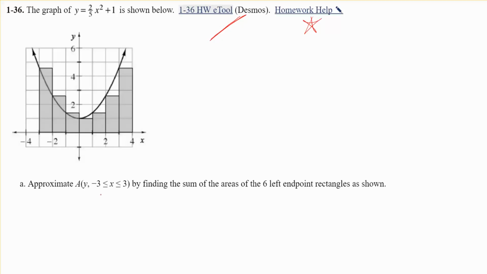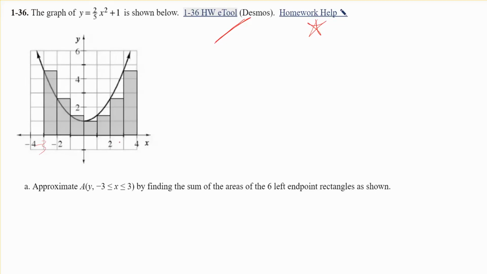But we want to approximate the area from -3 to 3 by finding the sum of the areas of the 6 left endpoint rectangles. So they have the left endpoints, and we know they're left endpoints because in this rectangle, its left one touches there. So there's 1, 2, 3, 4, 5, and 6. So they kind of almost try to confuse you a little bit by throwing this one in there. This one, we're not even going to calculate because it's outside of the 3.